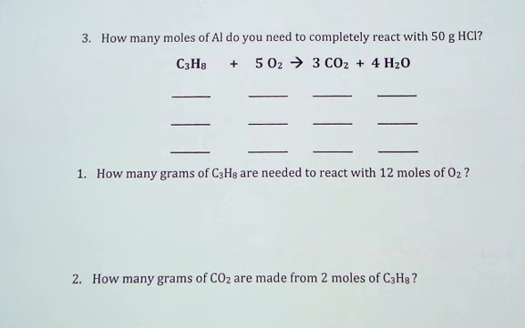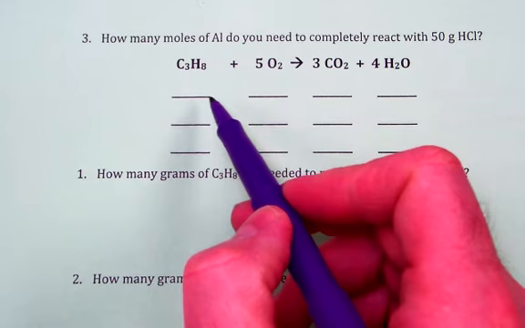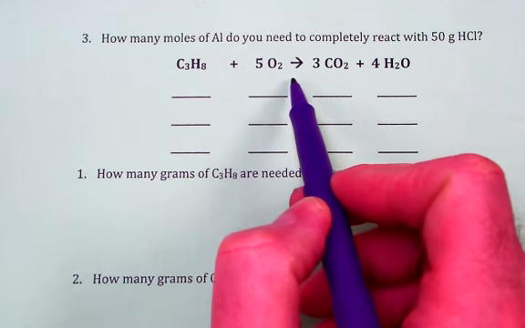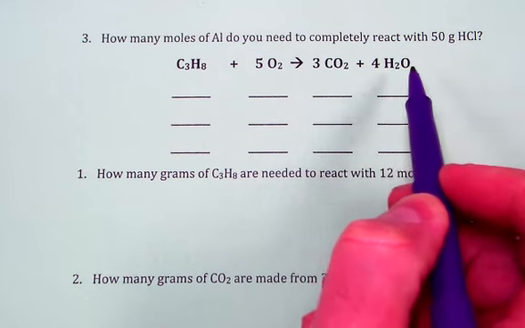This is Mr. Mott. I'm going to go through how to tackle these types of stoichiometry problems using proportions. Okay, so I'm looking at this equation. It says C3H8 plus 5O2 yields 3 CO2 and 4 H2O.